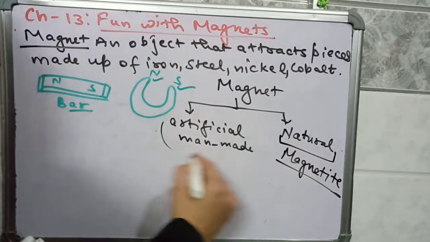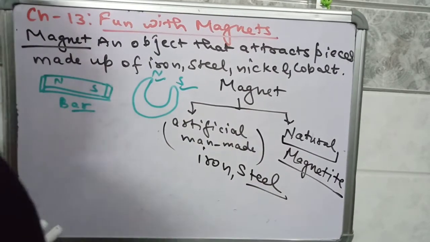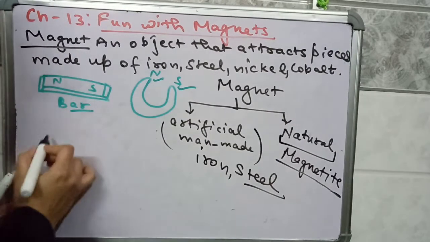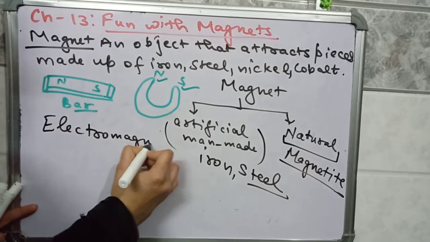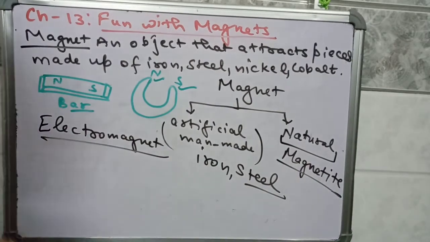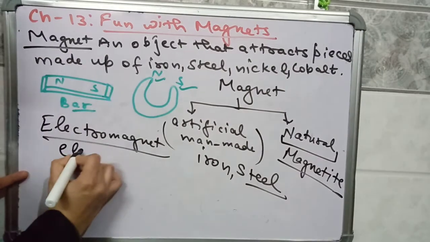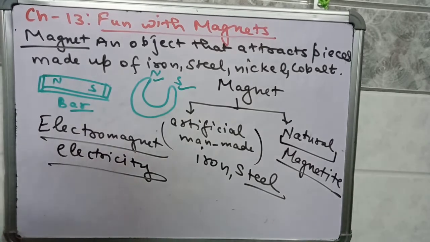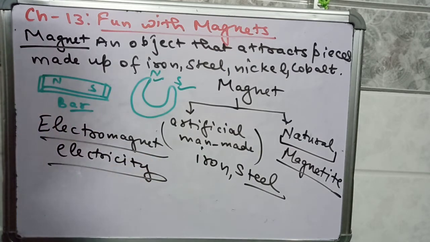So an artificial permanent magnet can be made up of iron or steel. Okay, there is another kind of artificial magnet which is not permanent, which is an electromagnet. So what is an electromagnet? An electromagnet behaves like a magnet when current is passed through it, right? When electricity is passed through it, the electromagnet will acquire the property of magnetism, and when the current is switched off, its magnetism will be removed, its magnetic property will be removed.